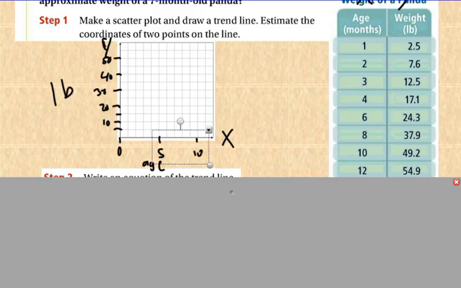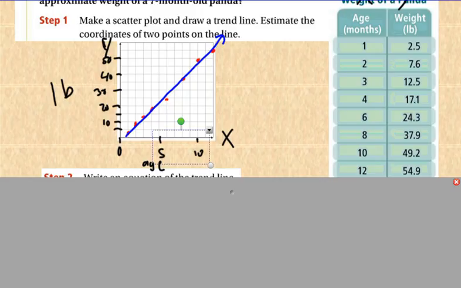So I'm gonna pause here. Why don't you graph those on your own? Alright, so there's my points. I'm going to draw a trend line. So I'm going to say it's going to be right about there, right through those. And it says estimate the coordinates of 2 points on the trend line.